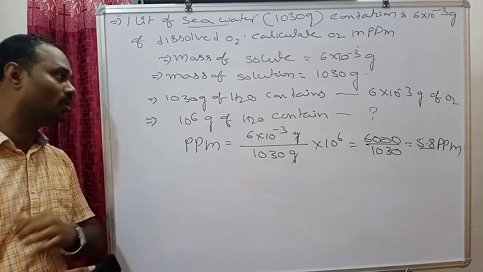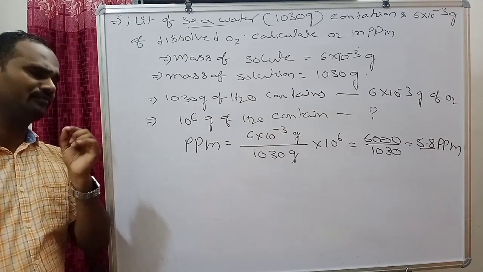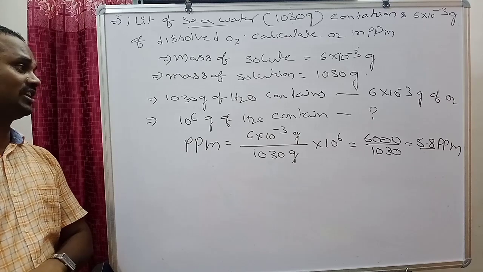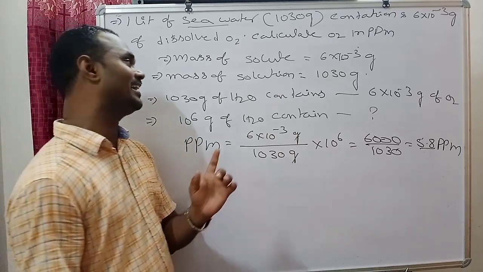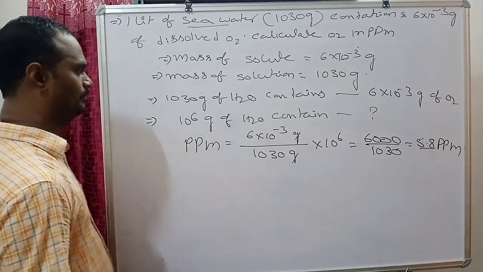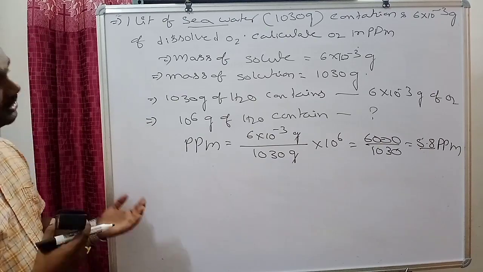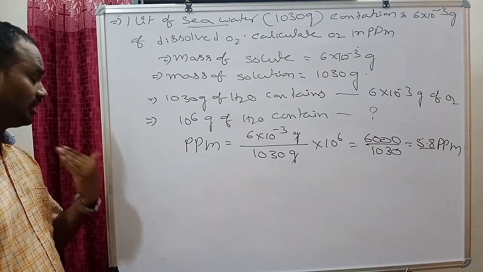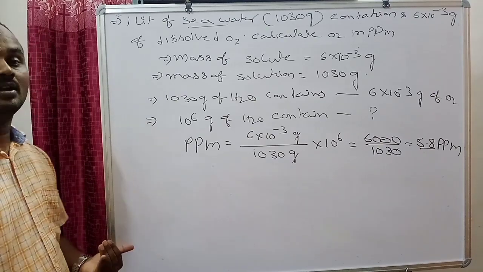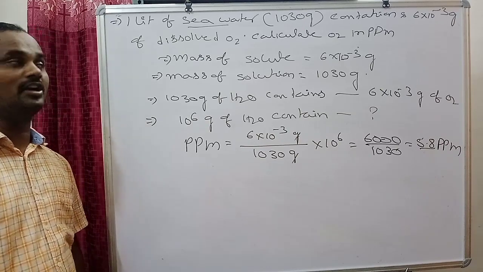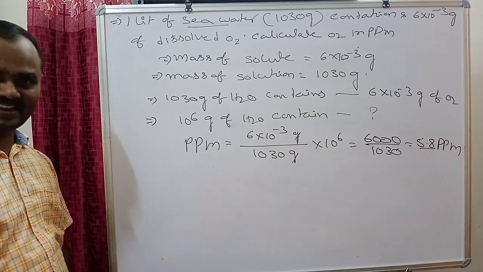When the solute quantity present in the solution is very small, then its concentration is expressed in ppm. Is it clear? Like that, we also calculate hardness of water and pollution in air.